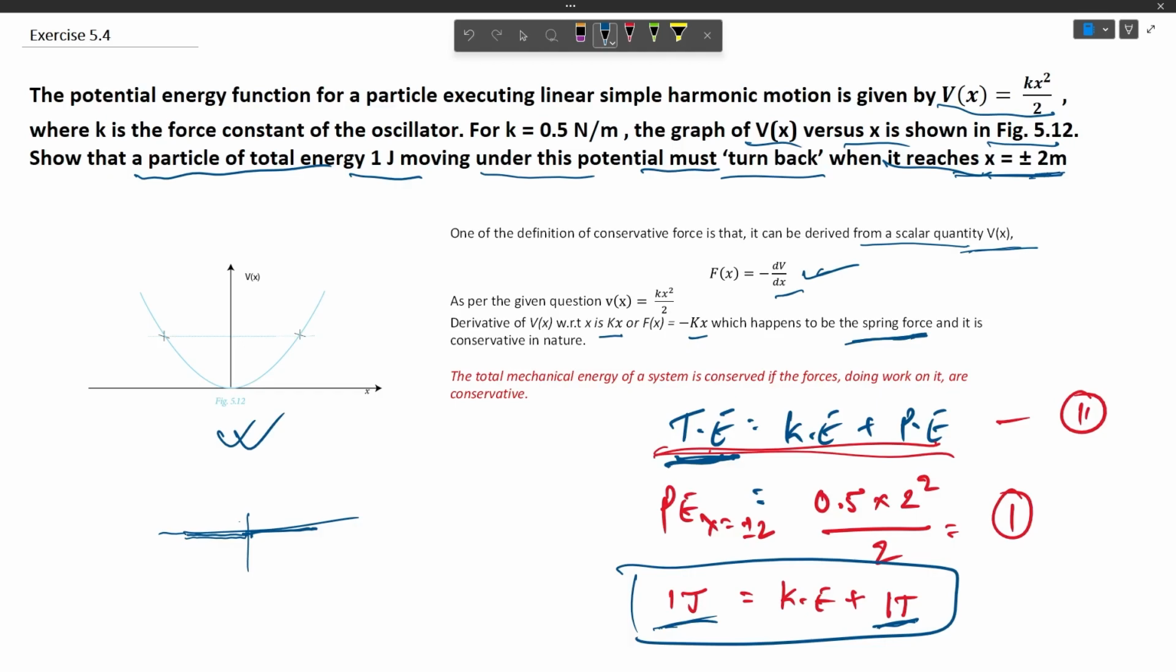Now when the particle goes beyond x equals 2 meter, then obviously potential energy will rise, which will contradict the theory that the total mechanical energy of a system is conserved if the forces doing work on it are conservative. So that's why it can't go beyond x equals 2 meter, because it would lead to a rise in the value of potential energy, which can't happen as the total energy is already given, that is 1 joule. So the particle must turn back from that point, and while turning back, the kinetic energy will rise from 0.